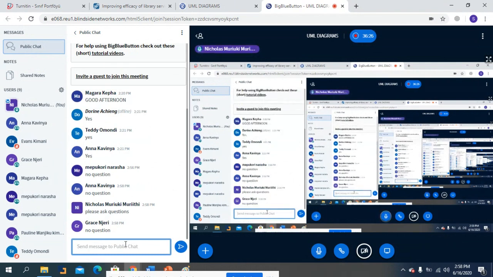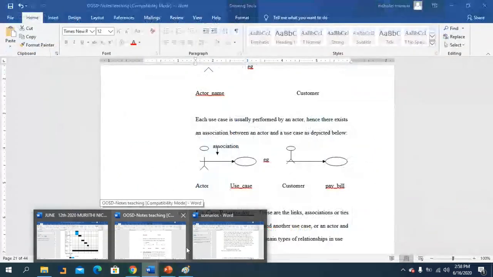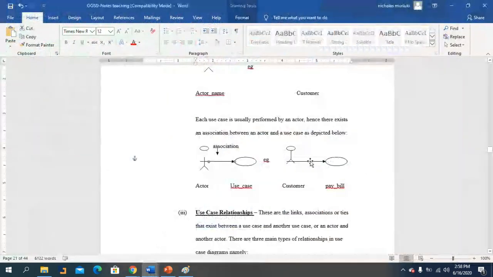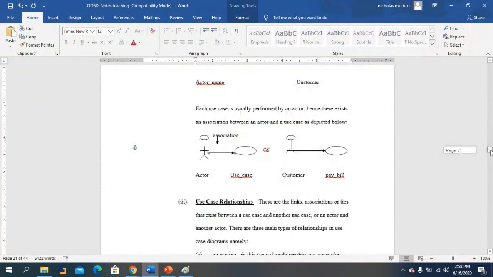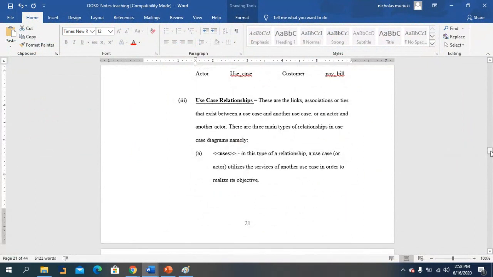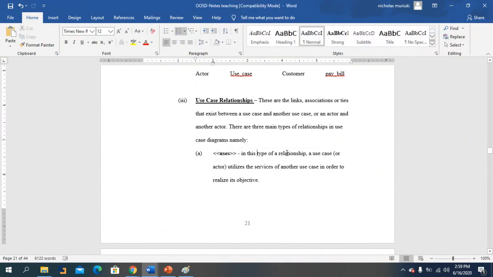Okay, so if there are no questions, please allow me to move to the relationships that we are supposed to use in this scenario. And I want to use the diagram because I had already explained them. These are optional when you're using them, but it is always preferable to use them the moment you want to interpret another connection within the system. Most of these relations, one of them is what you call the uses. This is a type of relation where a use case utilizes the service of another use case in order to realize its objective.